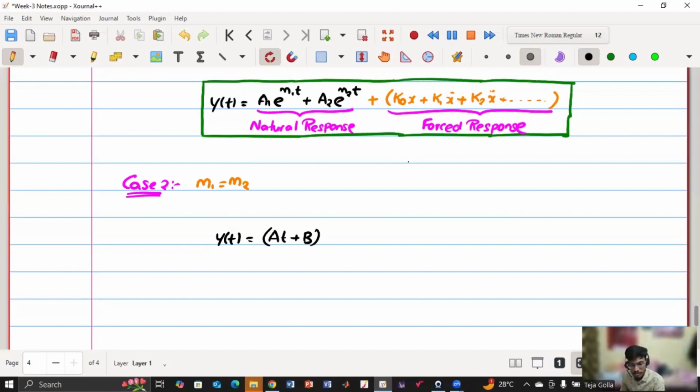So it will become something like this: at plus b into e to the power mt, say m1 and m2 are equal to m. Then we will have e to the power mt plus, then again the rest remains the same: k naught x plus k1 x dot plus k2 x double dot, plus up to so on.